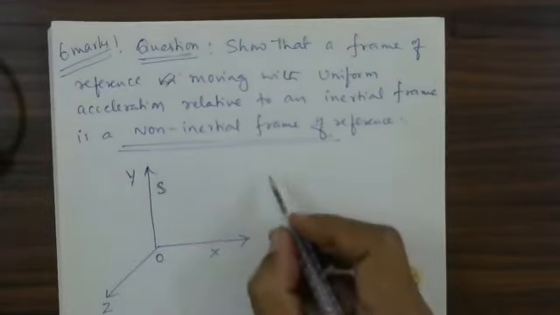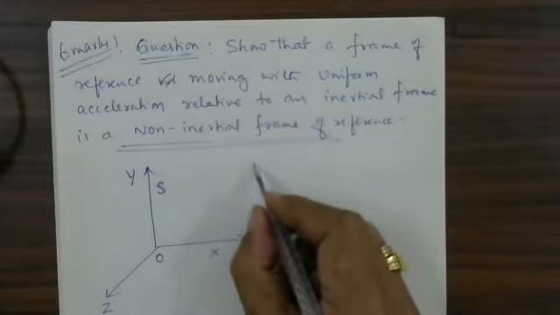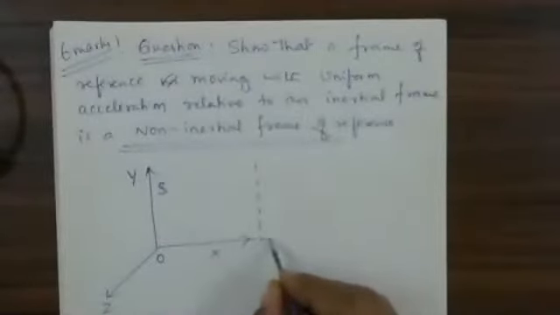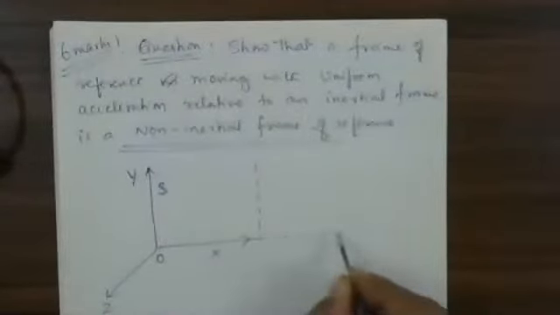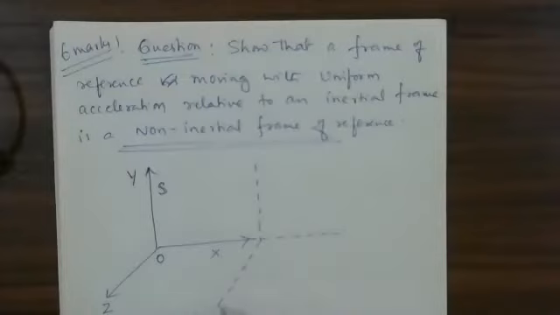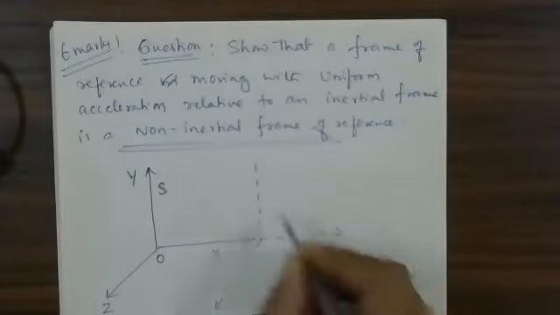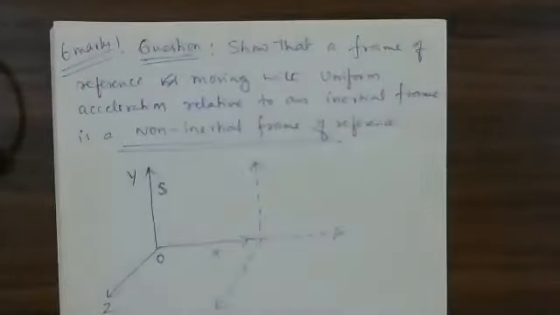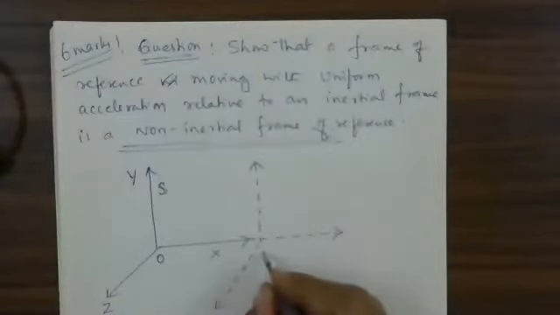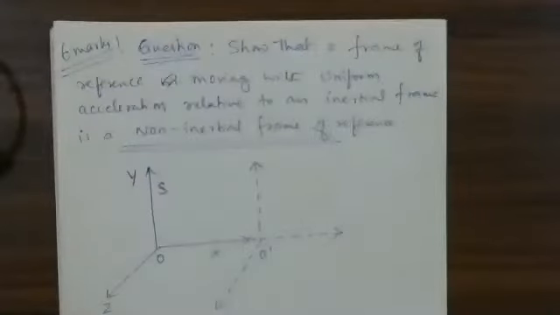Let me consider one more frame of reference here. This is another, the second frame of reference. I will write it with a dotted line since it is moving. It has its origin as O dash.